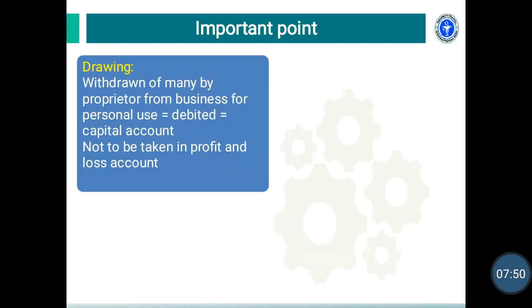Next important point, that is drawing. Drawing means withdrawal of goods by the proprietor from the business for personal use. There may also be a withdrawal of money, and this is debited to the capital account. For example, the premium paid on his life insurance policy is treated as a drawing, and it gets deducted from the capital account. So that's why it is not to be taken to the profit and loss account.